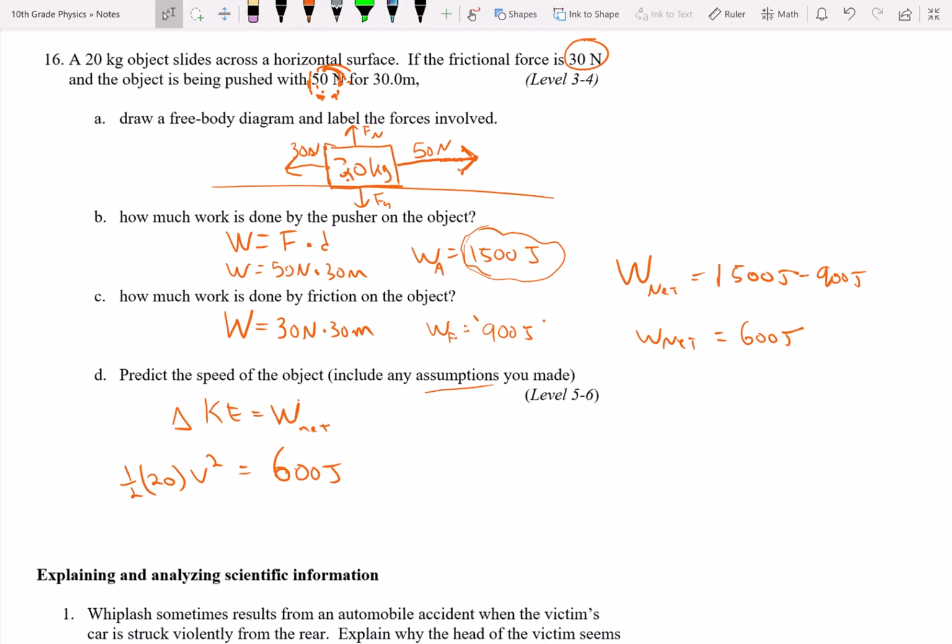And then we can just solve this, right? So this is 10. Divide both sides by 10, you get v squared equals 60. And you take the square root of both sides, and the square root of 60 is about 7.75. And that's meters per second, right? Stating the assumptions. Remember, our assumption was that the block started at rest, right?